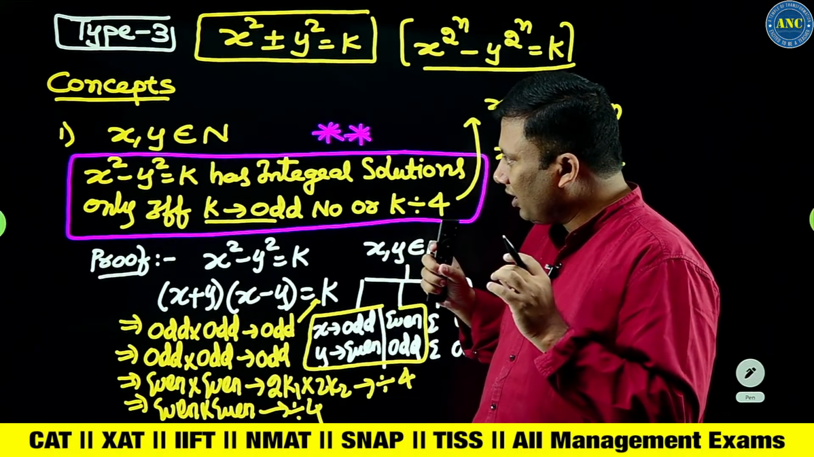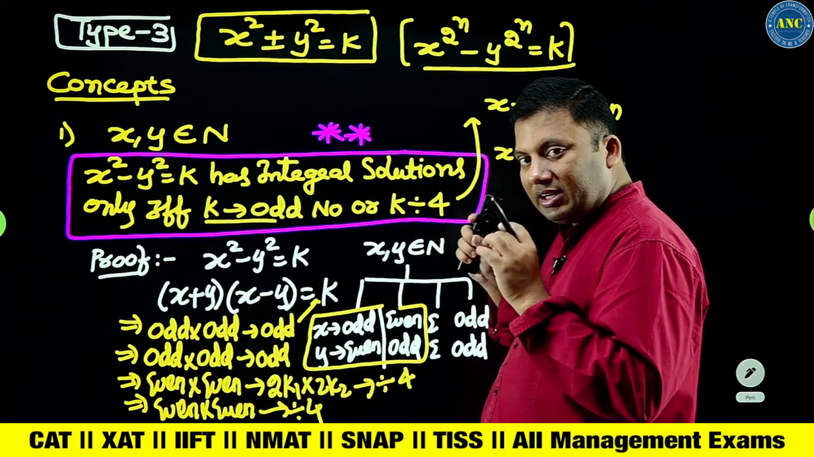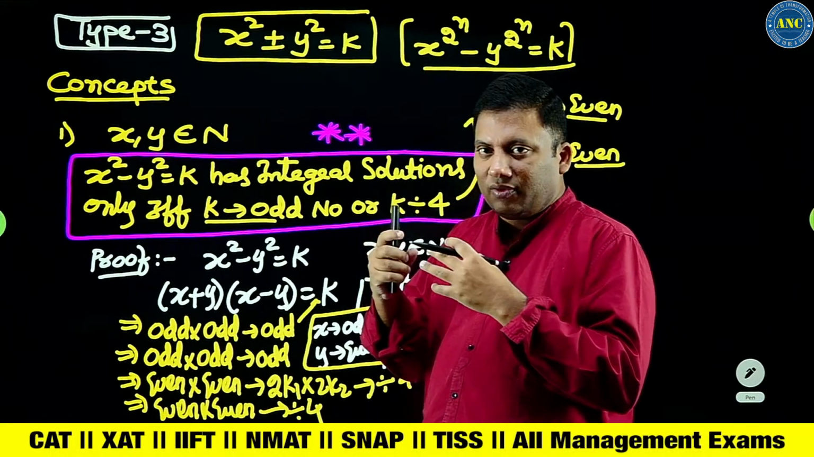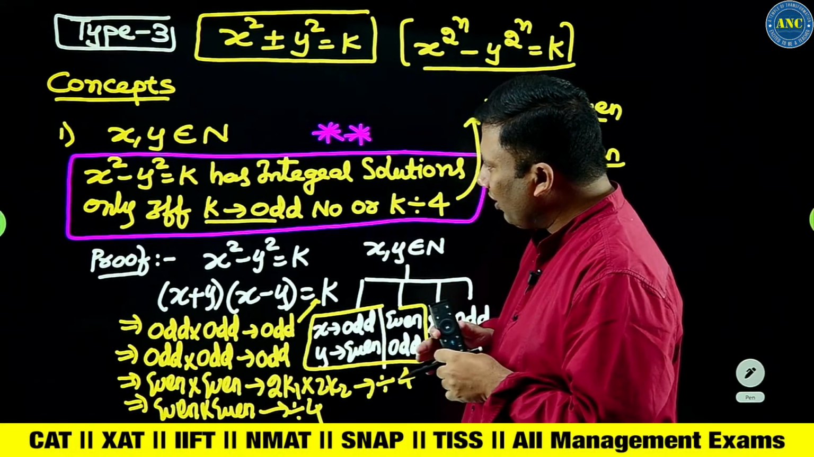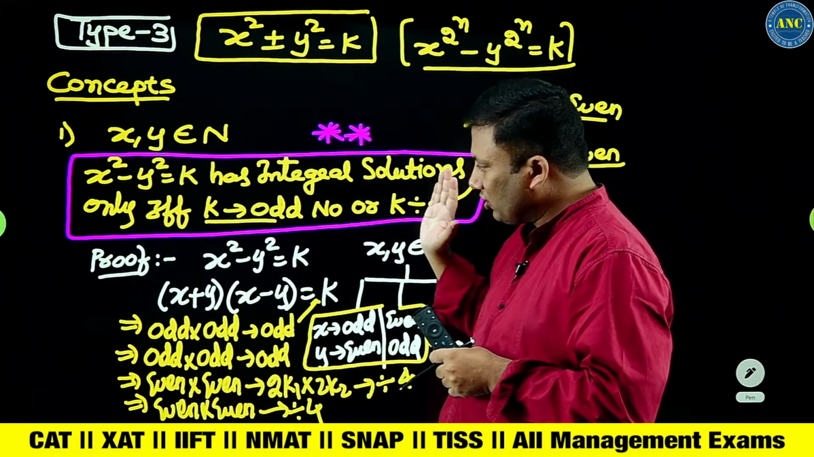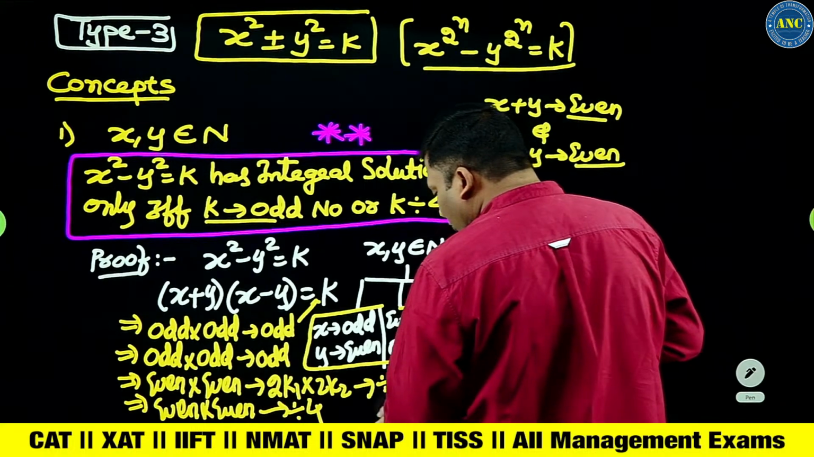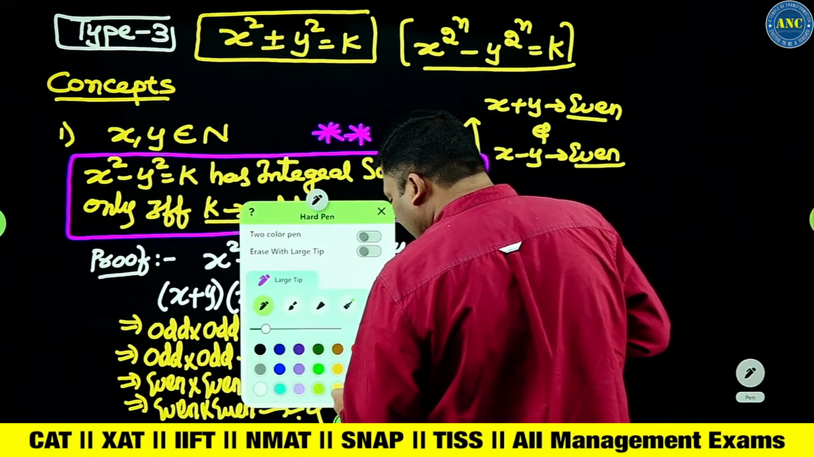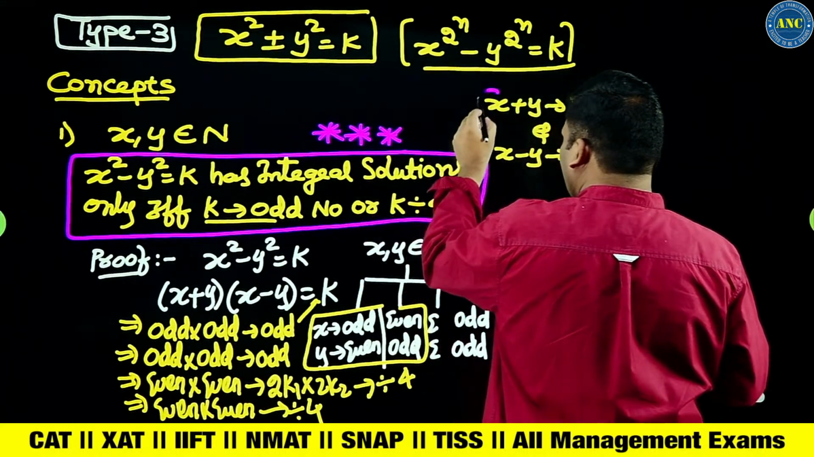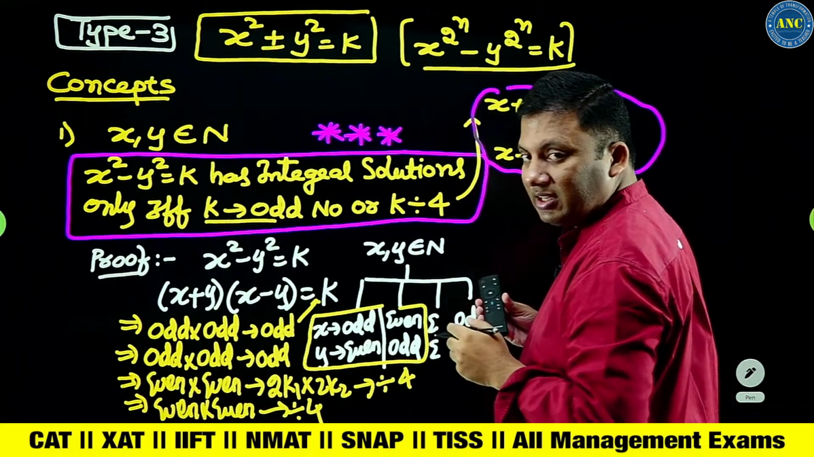X square minus y square equivalent to k. This equation has integral solution, the x and y will take some integral values. When will it take? When k is an odd number or k is a multiple of 4. Extremely important concept. I hope the idea is very much clear to you. When k is divisible by 4, x plus y is an even number and x minus y is an even number.